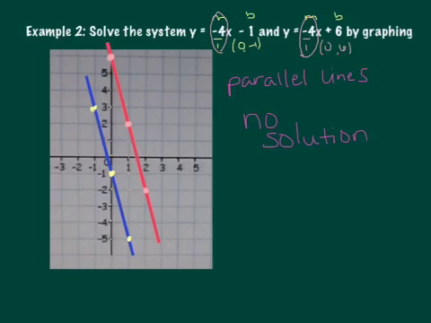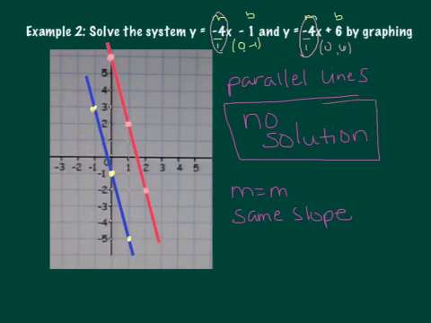So these graphs never, since m equals m, they have the same slope. So these two graphs never intersect, so there's no solution. Okay?